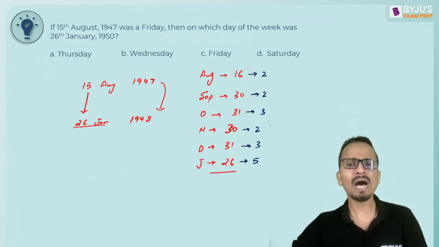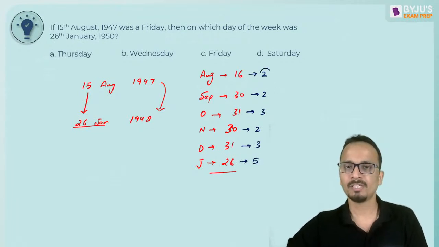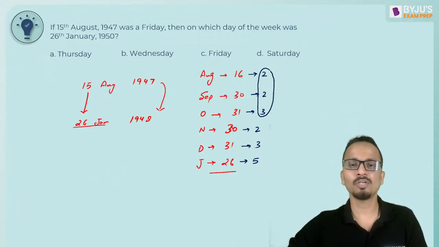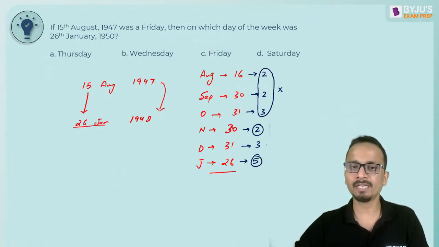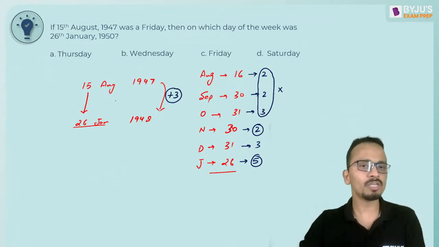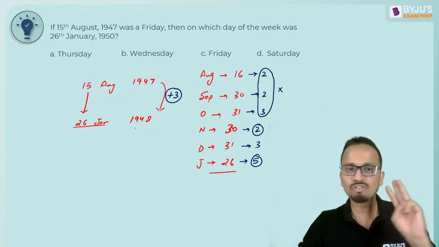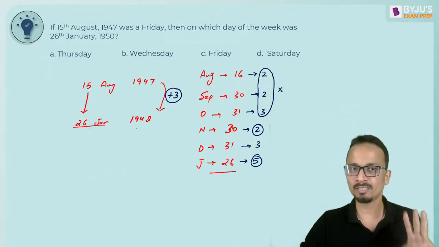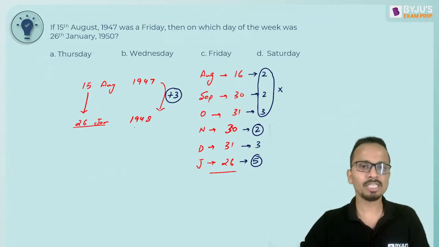Now I'll make the groups of 7. So this will make a 7. 2 plus 2 plus 3 will be eliminated. 2 and 5 will make a 7, will be eliminated. So the odd days in this case is equal to 3. So going from 15th of August 1947 to 26th of January 1948, 3 days will be added. All right, fine. Now let's move ahead.